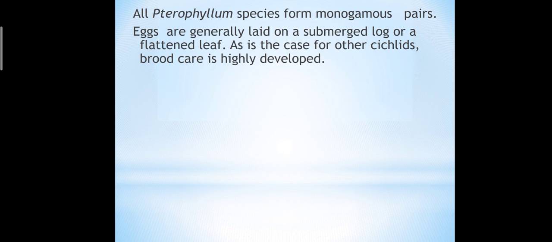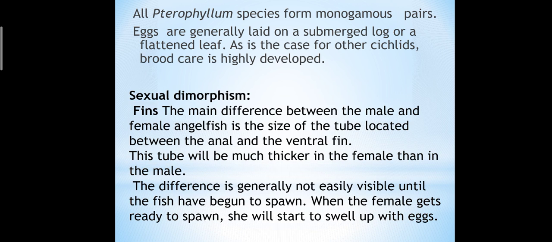All Pterophyllum species form monogamous pairs. Eggs are generally laid on a submerged log or a flattened leaf, as is the case with other cichlids. Brood care is highly developed. It shows sexual dimorphism.